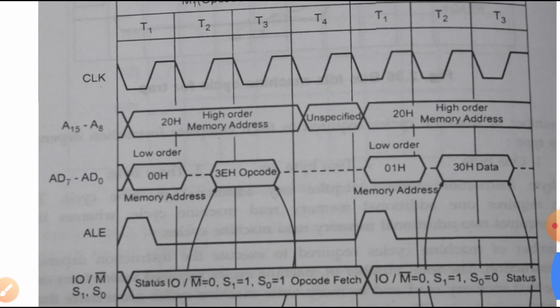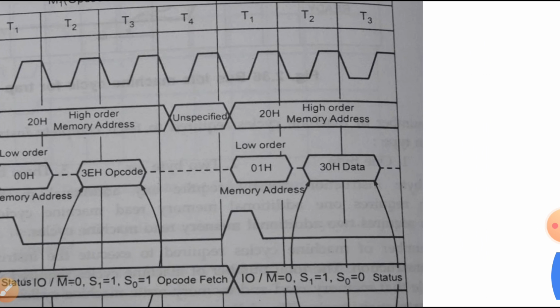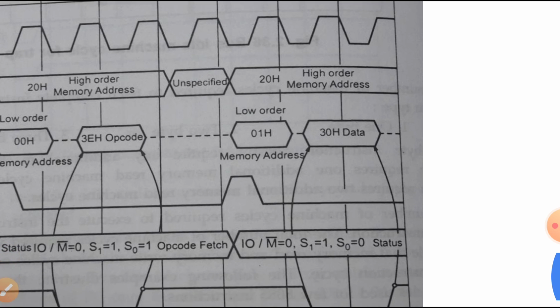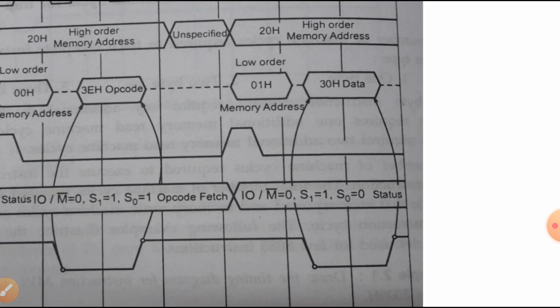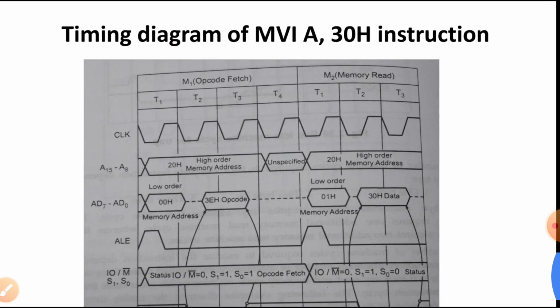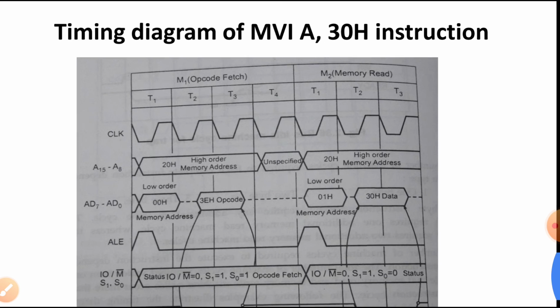In T4 it is decoded and executed by the processor, and in the next machine cycle again the higher order address and the lower order address are activated along with the ALE signal and the status signals, and in the second T state of the second machine cycle the read signal is activated, and during T2 and T3 the data will be available, and at the end of T3, 30H will be copied into the accumulator. So this is how the execution of an individual instruction can be represented with the help of a timing diagram.